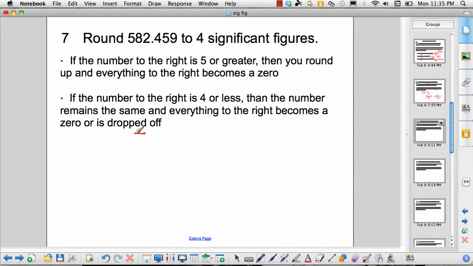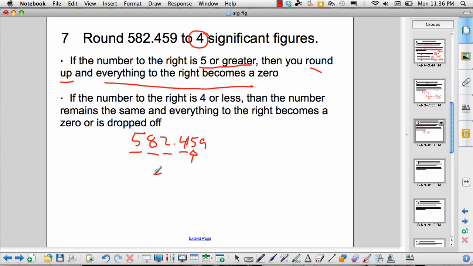In this one, we're starting with the number 582.459, and they're asking us to round to 4 sig figs. So I'm going to underline the first 4 numbers: 1, 2, 3, 4. So this number right here is the one that I'm going to take a look at. Let's look at the one to the right of this to figure out if that number is going to change or not. That number is a 5, and because it's 5 or greater, I'm going to take that 4 and round it up, and everything else is going to become 0.